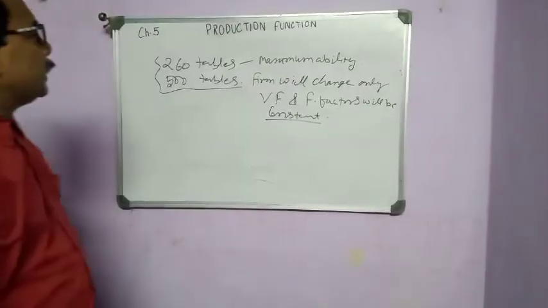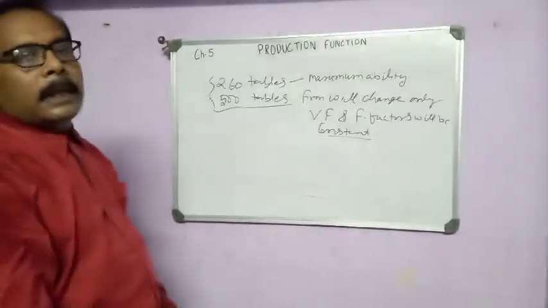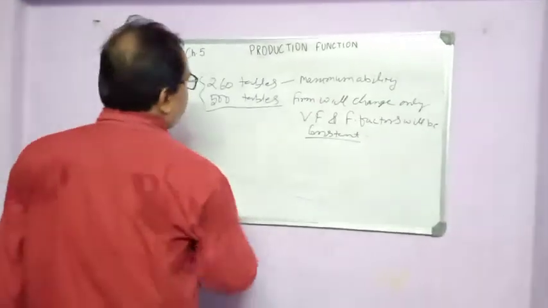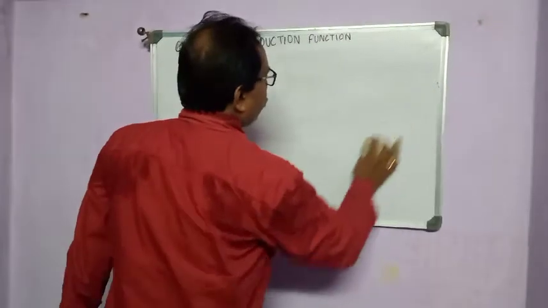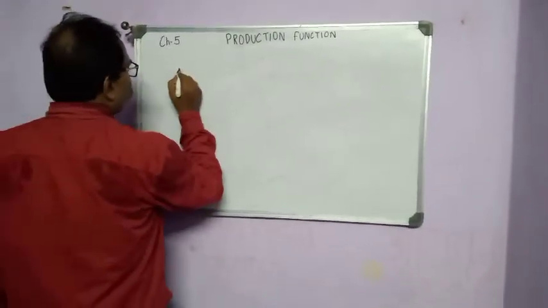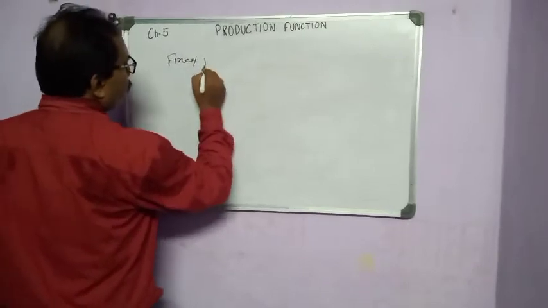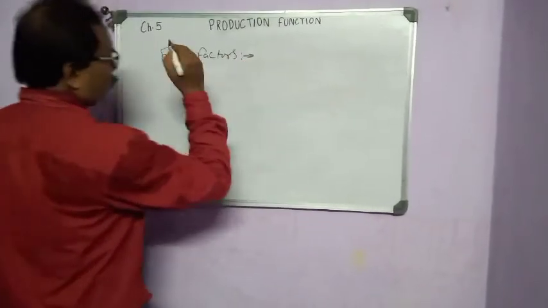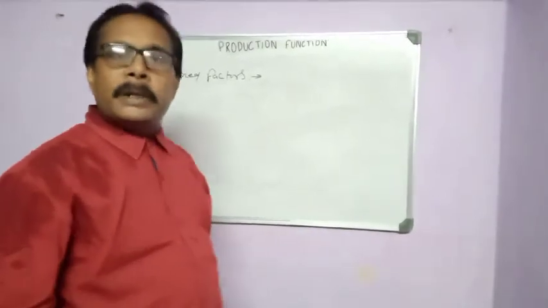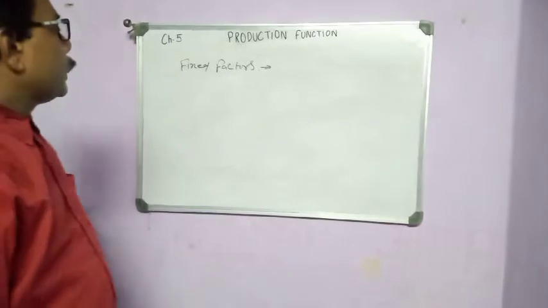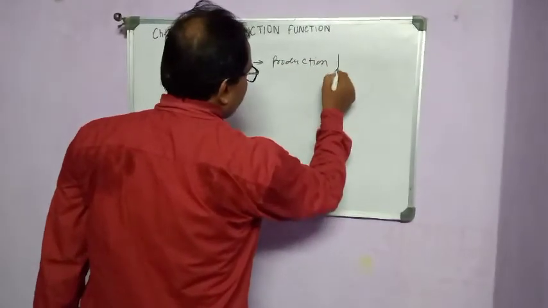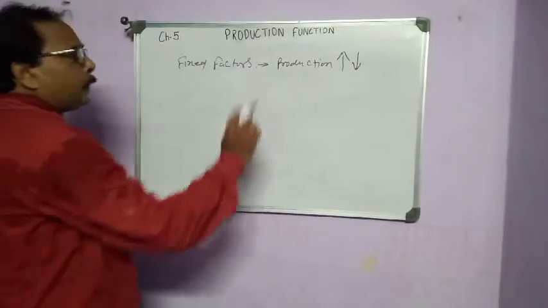Is it clear? So in this way we can say it is not time dimensional, it is not related to the calendar factors of time, but it is totally based on the variable inputs and fixed inputs. Okay, now come to the next term. What are fixed factors of production? Fixed factors are those factors which do not change as the output increases or decreases. Okay, fixed factors do not change as the production increases or decreases, they remain constant.